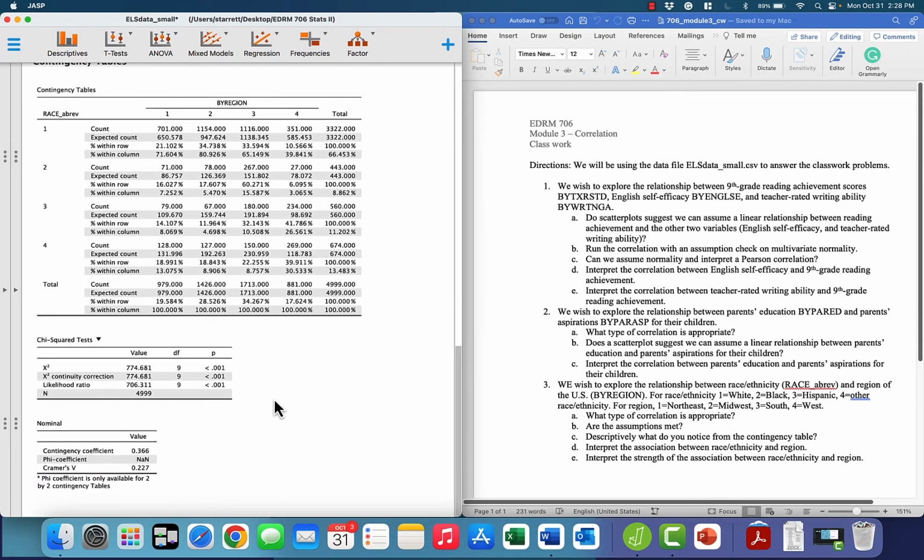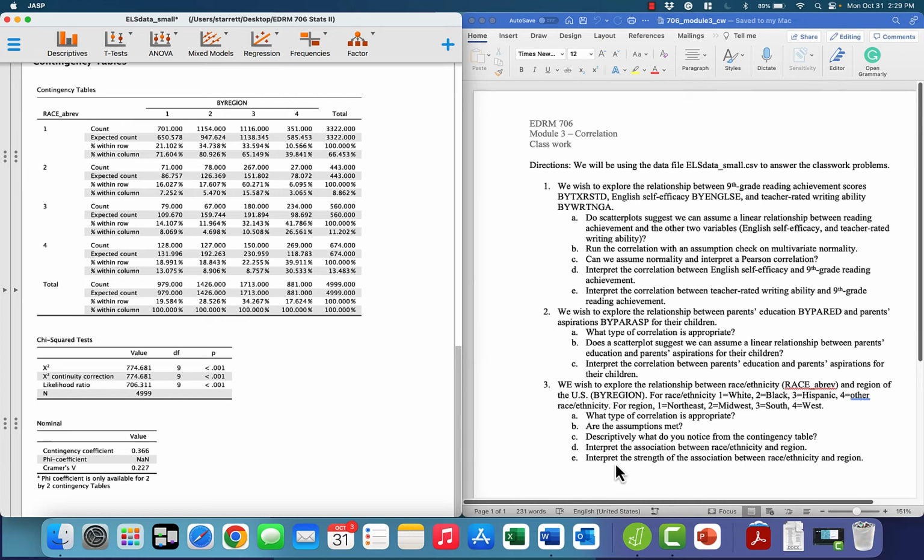All right, interpret the association between race, ethnicity, and region. All right, so we can look at our chi-square here because we do have a very large data set. So our chi-square is 774.681 with 9 degrees of freedom, and we get a p-value of less than 0.01. So this is telling us that there is a significant association between race, ethnicity, and region of the US.